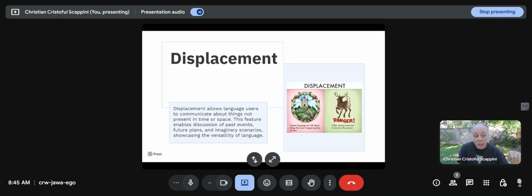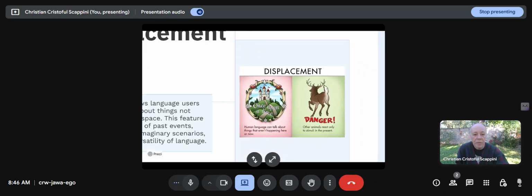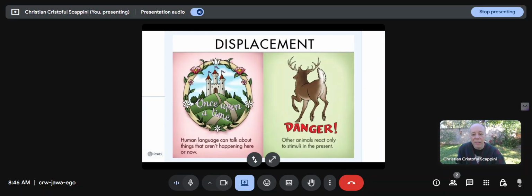So we can move through time. And notice that animals can do the same, but restrictedly or limitedly. Notice what it says here. Human language, we can say once upon a time. We can talk about things that are not happening right now, but animals are restricted and they can react to stimuli in the present, and they can show signs.